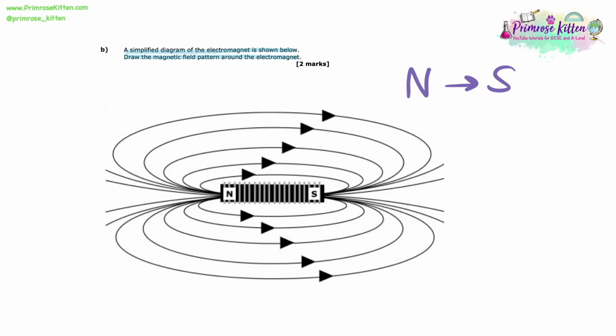So as it's leaving the ends of this electromagnet, you can see that the lines are closer together, and that's where the magnetic field will be stronger. So this is the general shape that you need to know. The magnetic field pattern around an electromagnet is exactly the same as around a bar magnet. So if you learn it once, you know it both times.